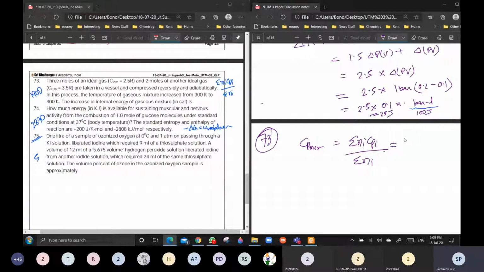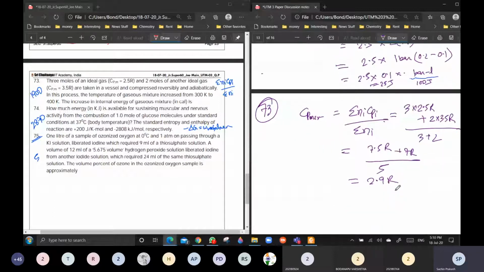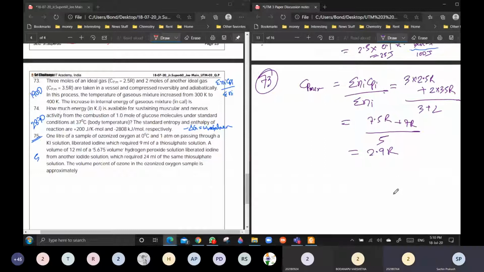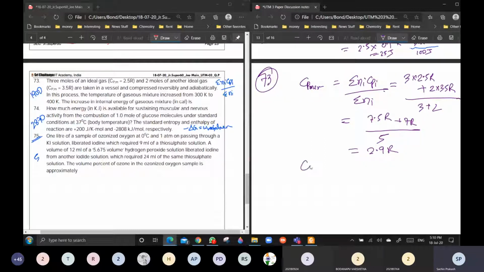So it's like 3 into 2.5 R plus 2 into 3.5 R by 3 plus 2. It is like 7.5 R plus 7 R by 5. It's 2.9 R. Have I calculated it correct? Okay. Then what is the Cv mixture?